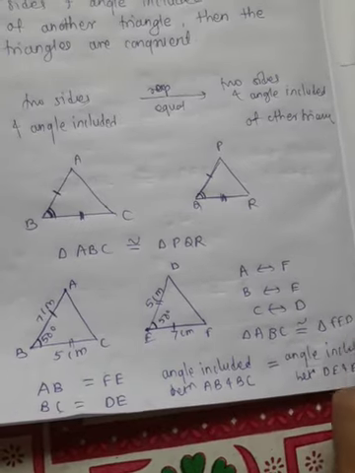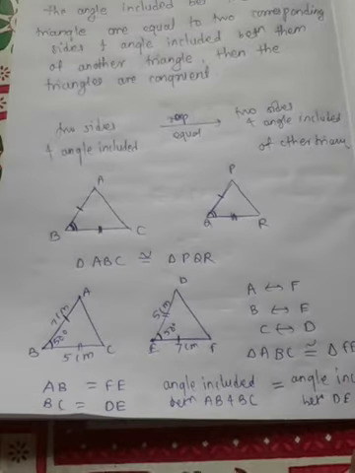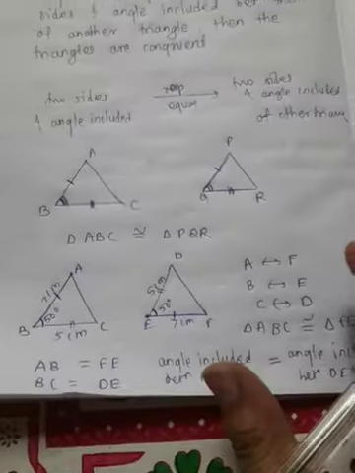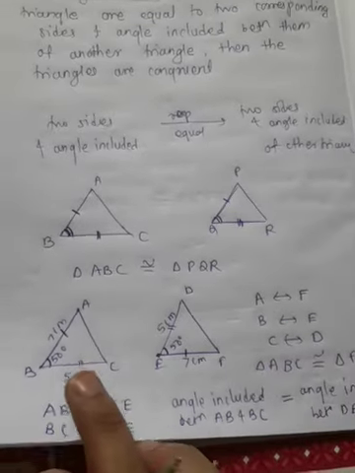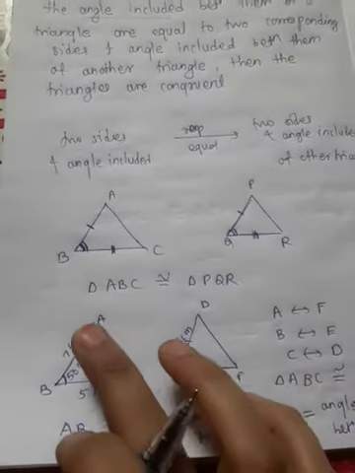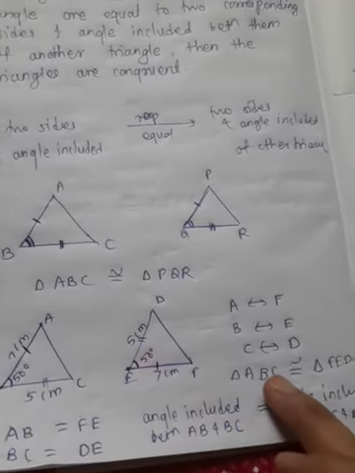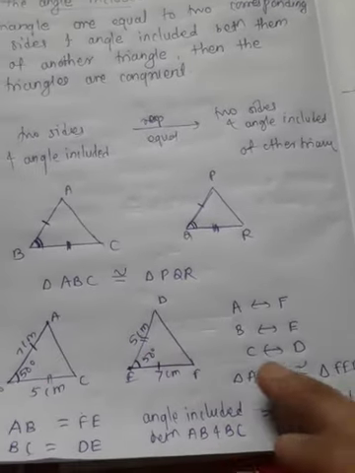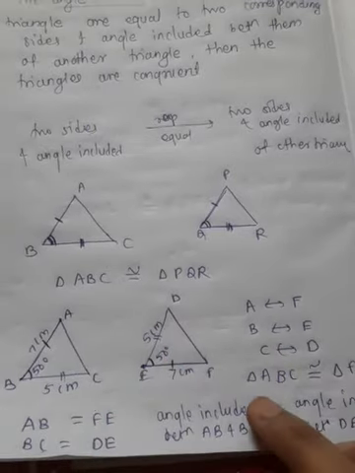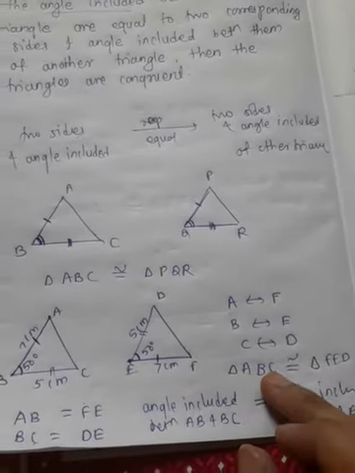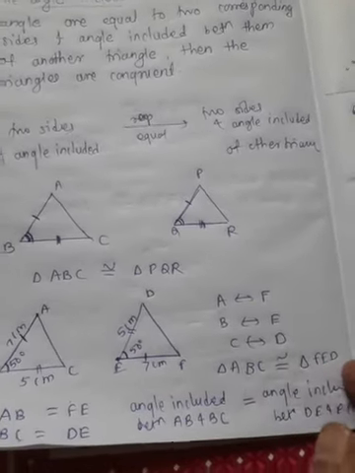Okay, so here the order of letters must be according to the correspondence. So here see, by the SAS side angle side test, these two triangles are congruent, but we have to write in order. So here check the correspondence and see here triangle ABC is congruent to triangle FED.